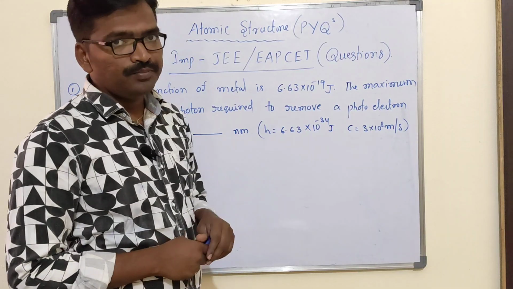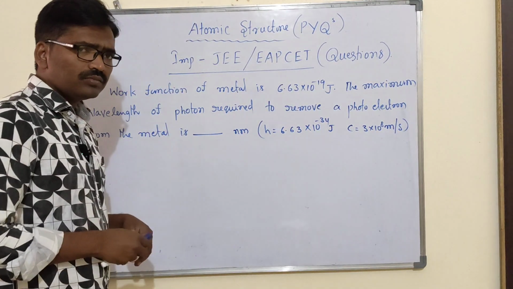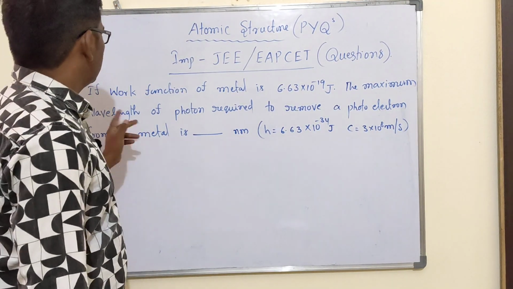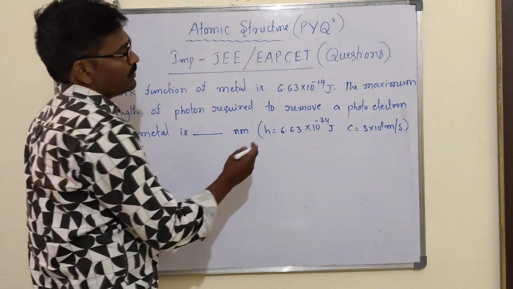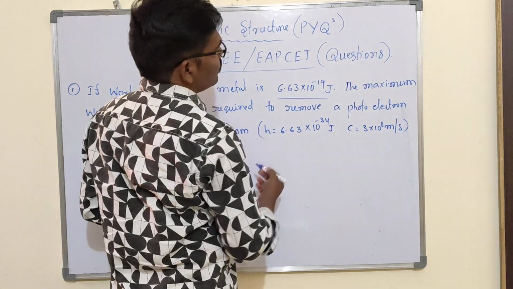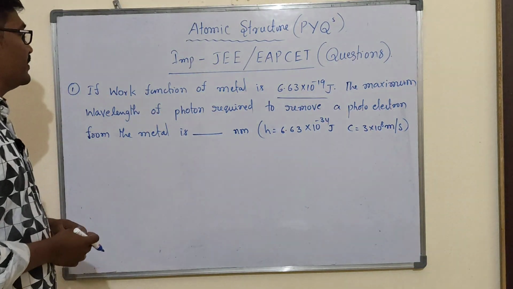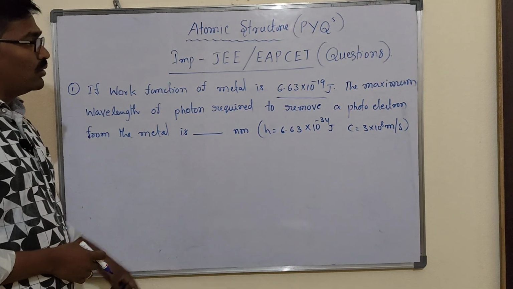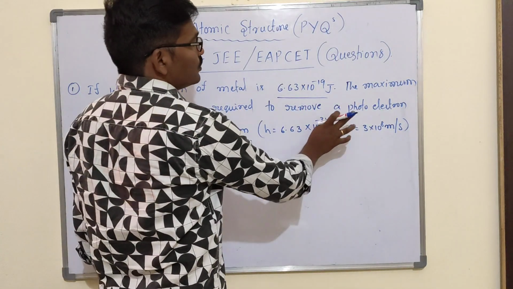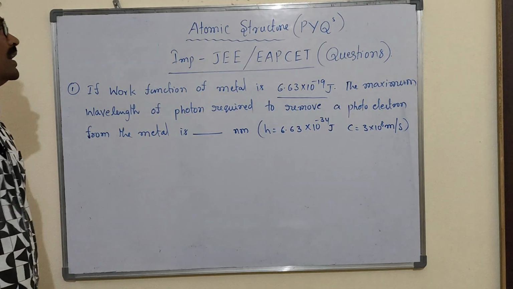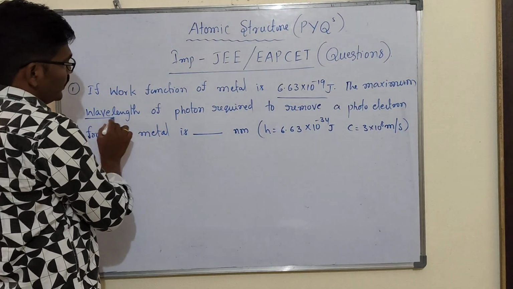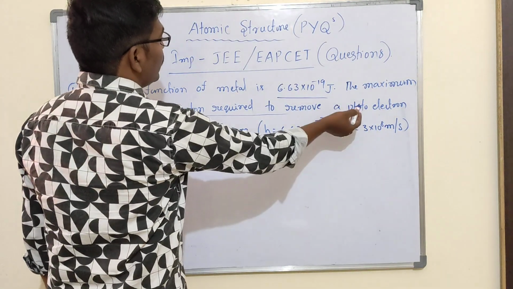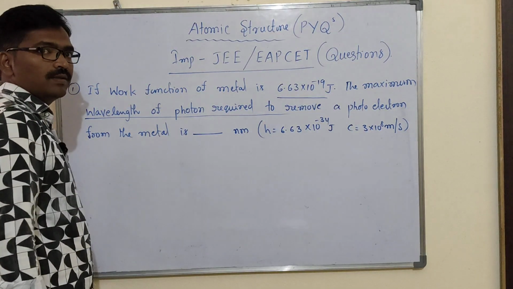Actually, this is one of the previous year JEE questions. Look at once, what is the question? If the work function of a metal is 6.63 into 10 to the power of minus 19 joules, the maximum wavelength of the photon required to remove a photoelectron from the metal is. So what we have to find out is the wavelength of photon required to remove a photoelectron from the metal.